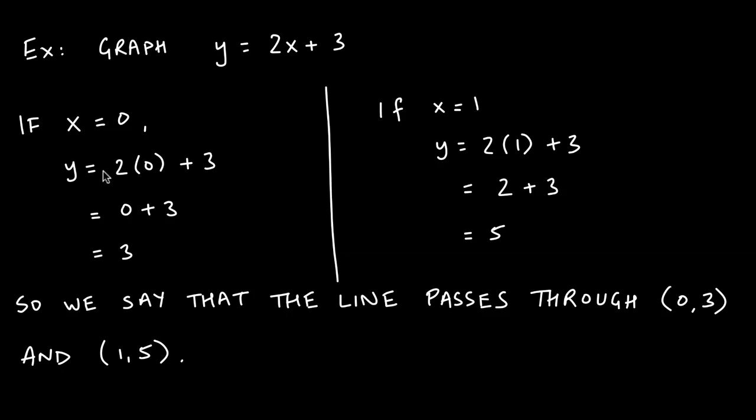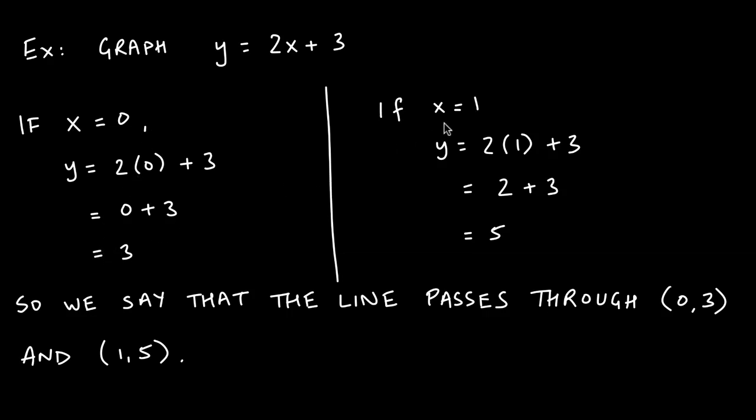So y turns out to be 2 times 0. Instead of x, we're replacing it with 0. 2 times 0 plus 3. 2 times 0 is just 0, so that goes away, and then the plus 3 comes down. And 0 plus 3 is simply 3. So we said, okay, if x is 0, then y turns out to be 3.